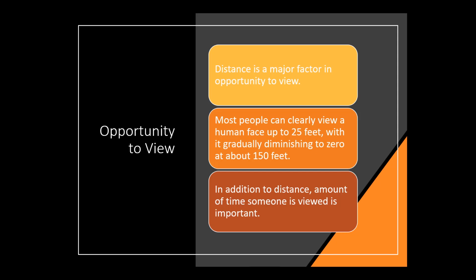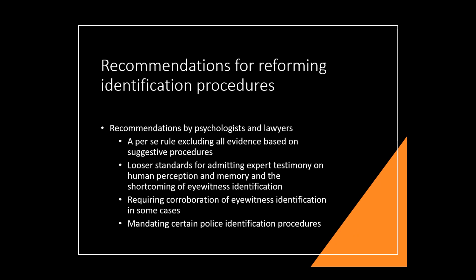So what are some recommendations? If we've got these issues, how do we reform it? Well, the psychologists, and to be honest, defense lawyers, argue that you should have a per se rule, an automatic rule that excludes all evidence if it is a suggestive identification, and looser standards for admitting expert testimony on human perception. In other words, don't rely as much on common sense because our common sense is wrong here. Rely upon what experts say.